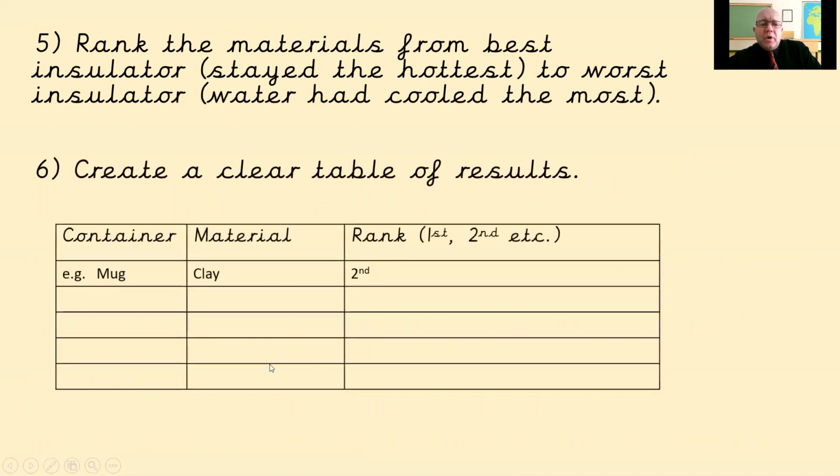Create a clear table of results. So, for example, it could be 3 columns. The first one, the container itself. So in my case, it might be the mug. The material, well, it's made of clay. And maybe it was the second best. And you put all your different containers in your table. And this is what I would like to see on Tapestry. So the different containers you've tried, what material they're made of, and then where they came. Were they the first? Were they best? Second best, third, fourth, and so on. Okay, hopefully that is clear.